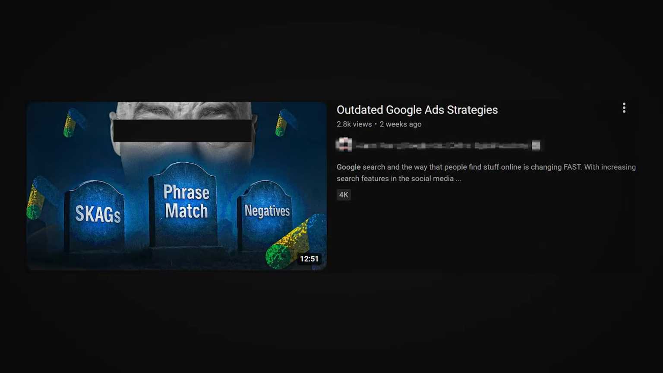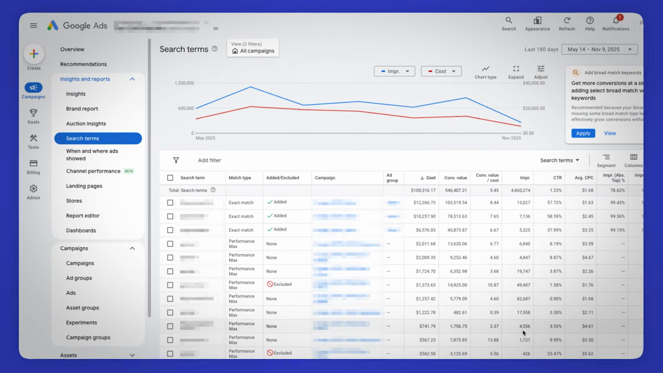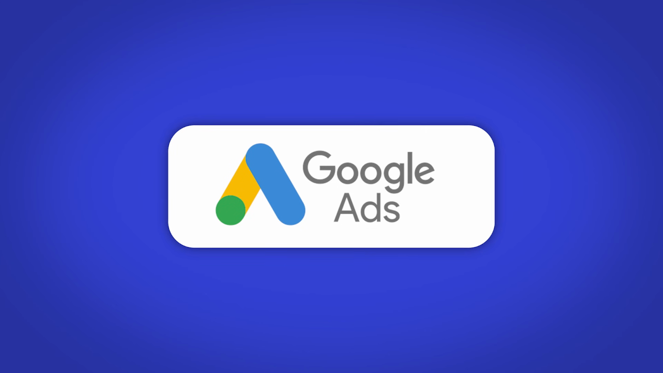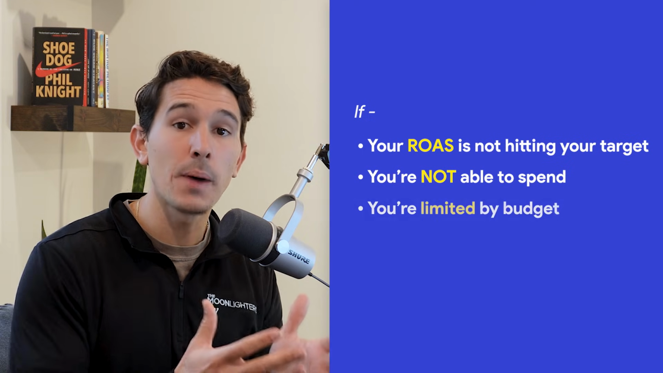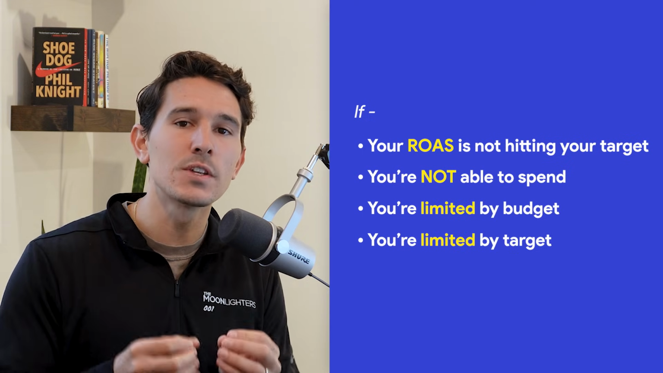In the past year, I've seen tons of YouTube videos going through different Google ad strategies. I've audited dozens and dozens of ad accounts, seemingly doing all the same things wrong. So if you're running Google ads and your return on ad spend is not hitting your target, if you're not able to spend, if you're limited by budget, if you're limited by target, all of these very common things, then I have news for you. You are simply not getting the most out of Google ads.